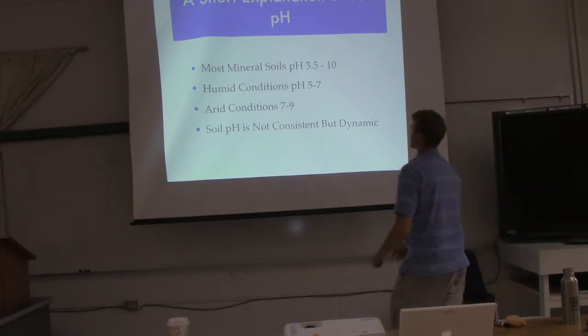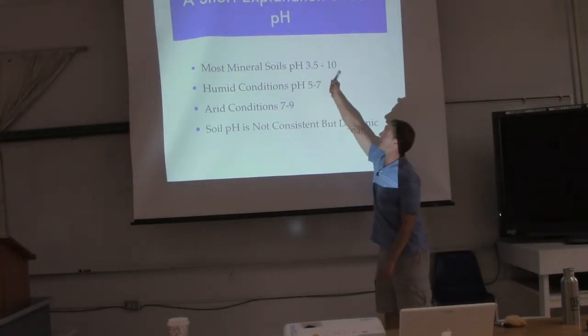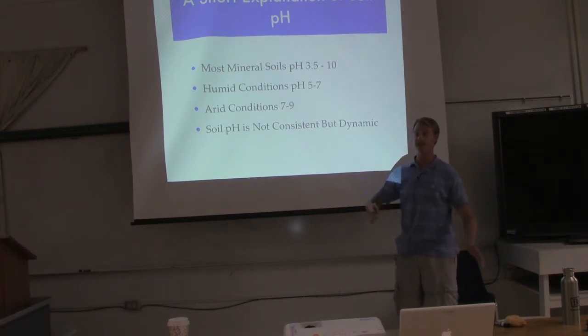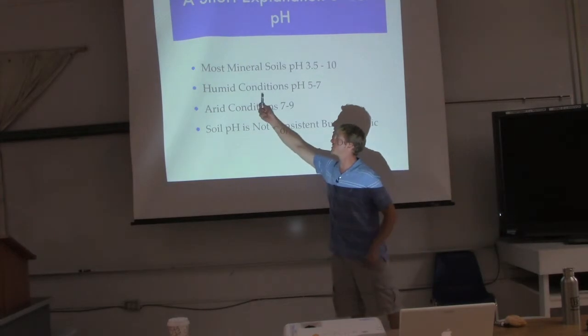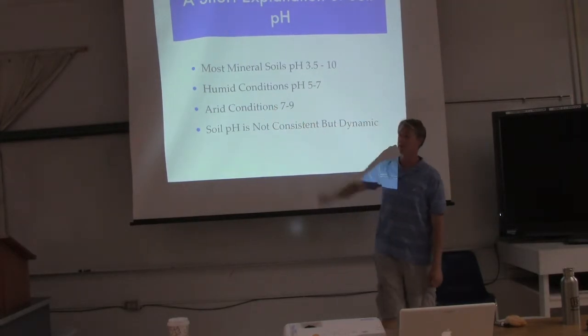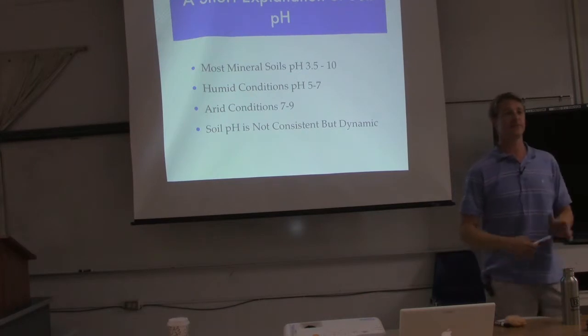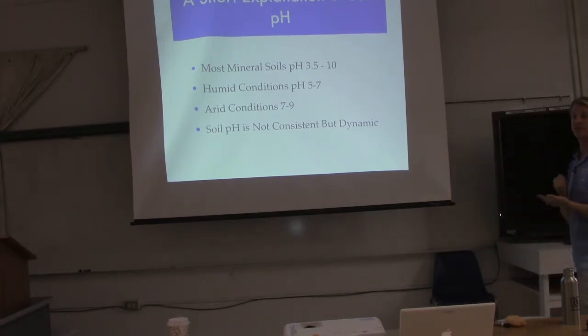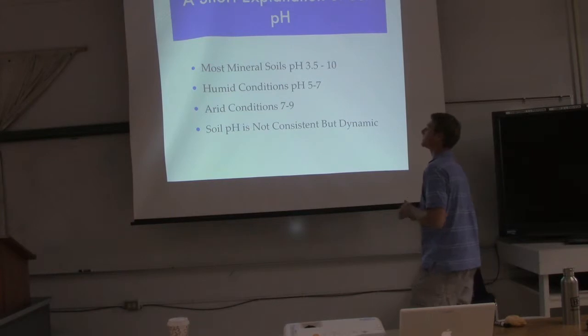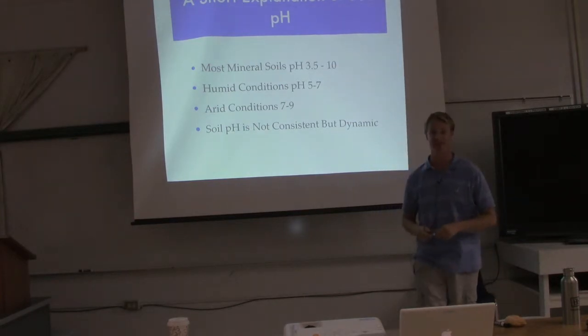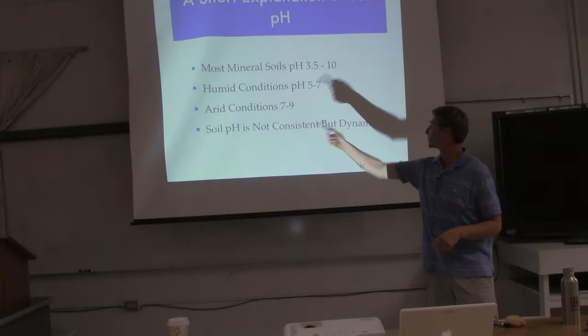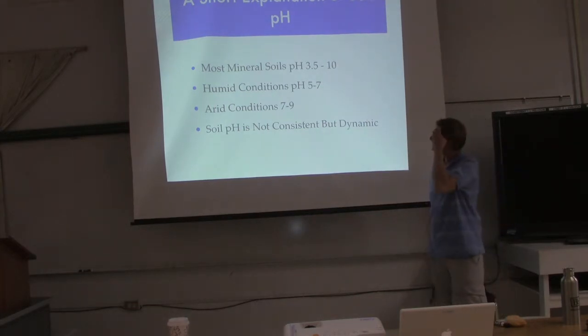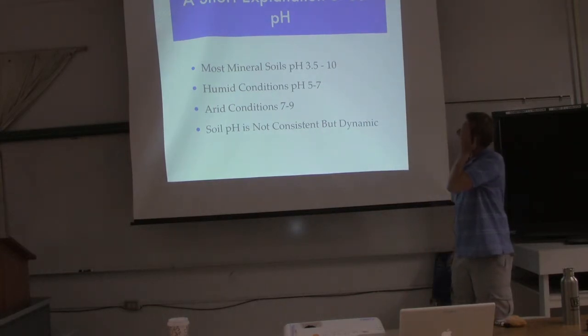Most mineral soils are going to be between 3.5 and 10. So you can have highly acid or highly alkaline. Under humid conditions in the tropics, most pH is going to be between 5 and 7. That's you guys. I would be surprised if you'd ever be in an area that wasn't farmed by sugarcane or pineapple in the last 20 years that wouldn't be between 5 and 7. Arid conditions, the southwest of the United States, no rain, very low weathering.